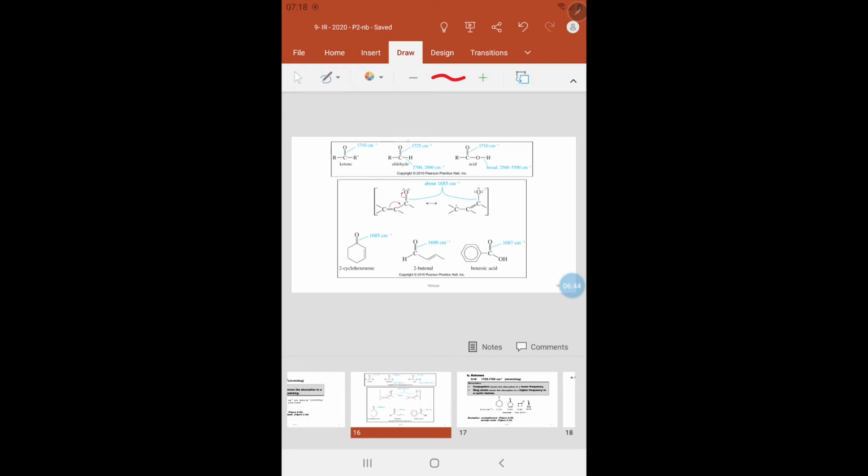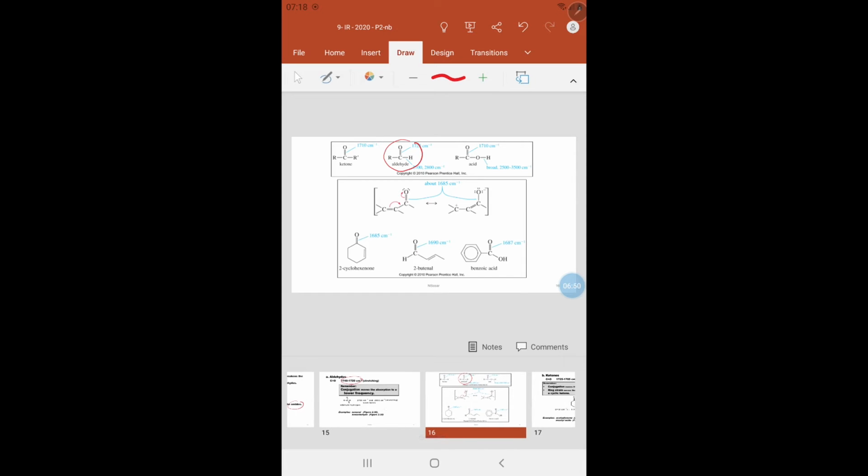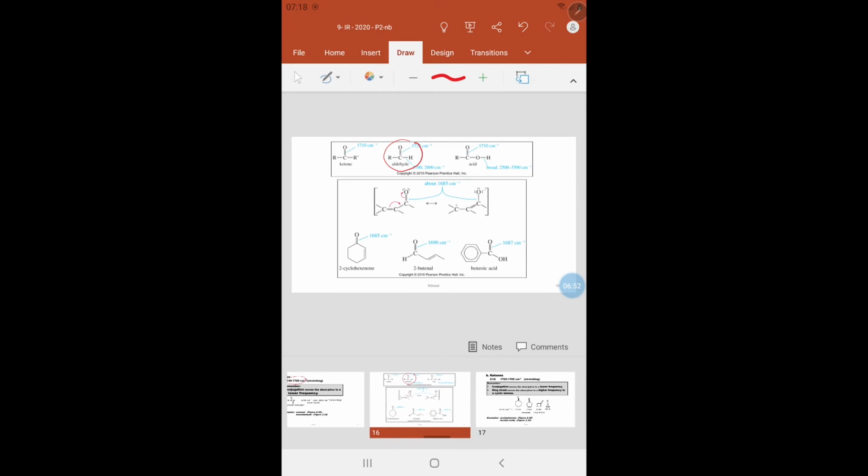When you have a normal aldehyde, the frequency of normal aldehyde is 1740 to 1720. But when you have a conjugation, what does it mean by conjugation? The double bond, single bond, double bond is alternate. So this is the conjugation. Conjugation makes the frequency of this C double bond O lower. So why is it lower? C double bond O now becomes C single bond O.